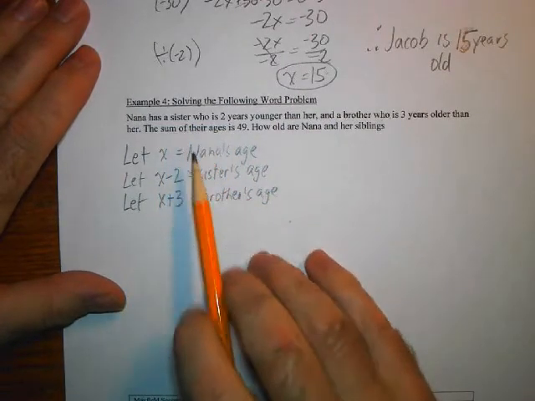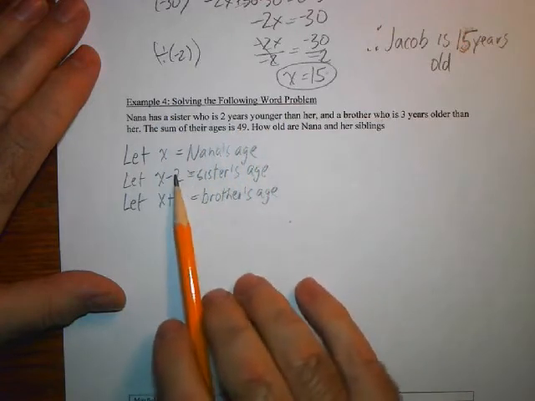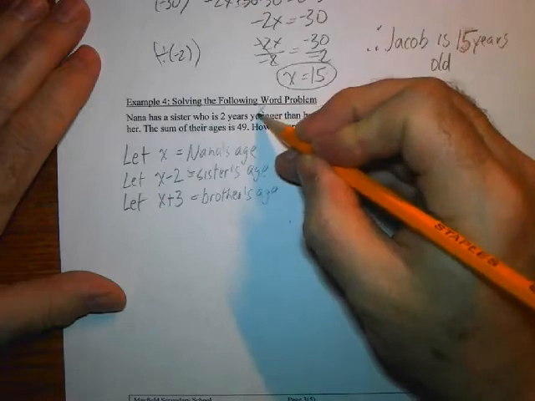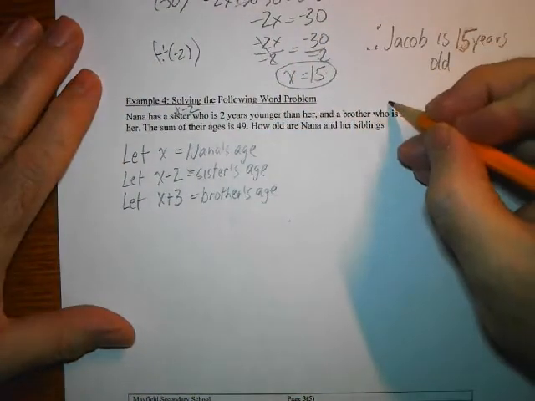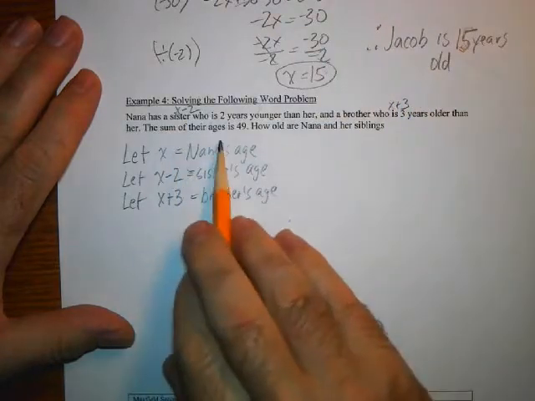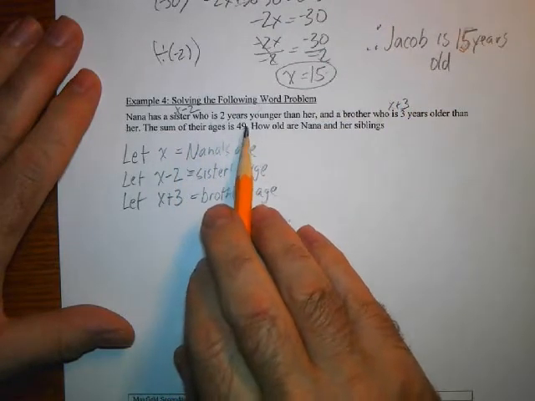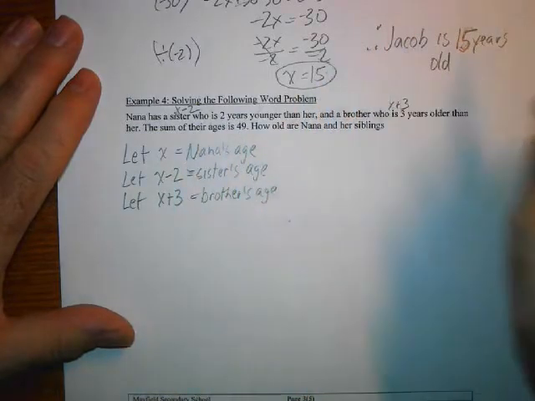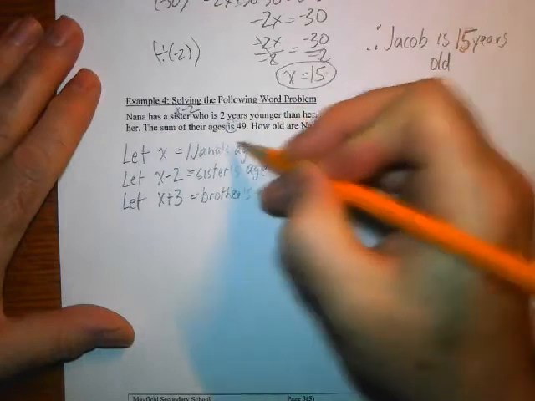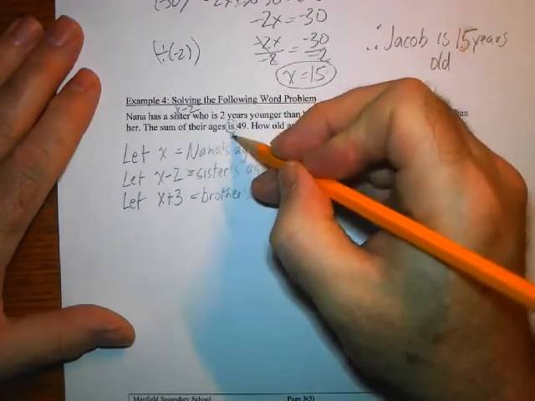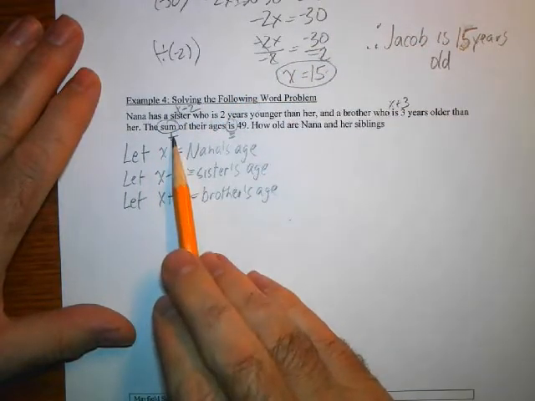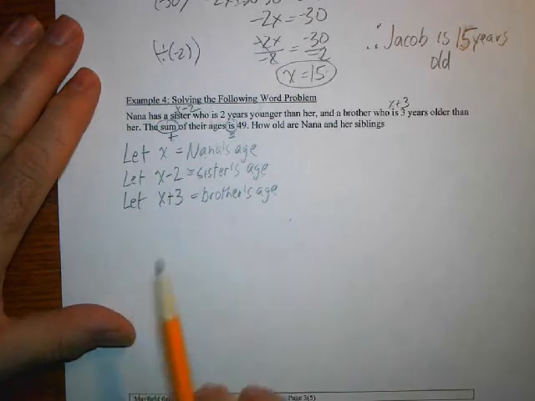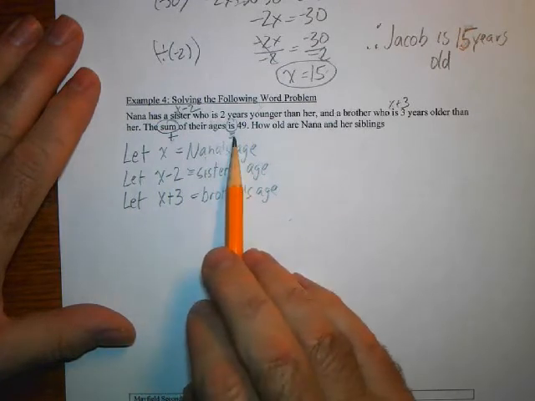And figure this out. So Nana has a sister who's 2 years younger. We've got that here. So we could say her sister is x minus 2. And her brother's 3 years older, so that's x plus 3. The sum of their ages. So this is the sum of not just her brother and her sister, but Nana, her brother, and her sister is, and there's our equal sign. Remember, we always have an equal sign. So what this is saying is the sum, we're adding up Nana's age, her sister's age, and her brother's age, and that equals 49.